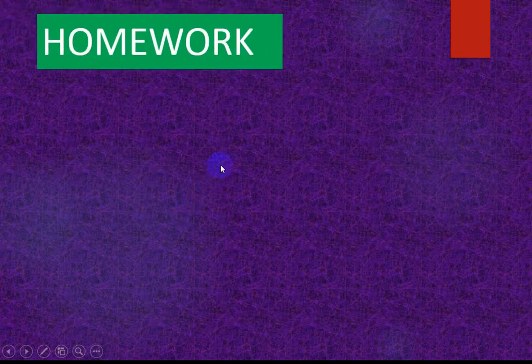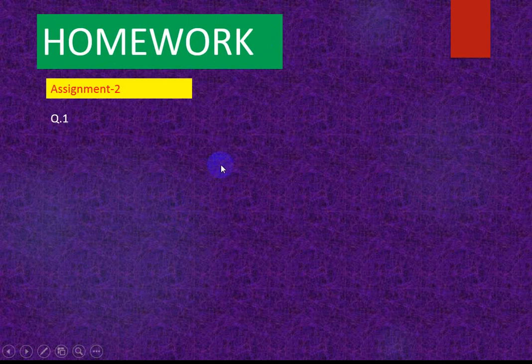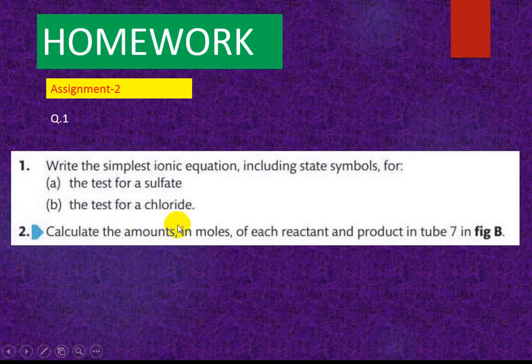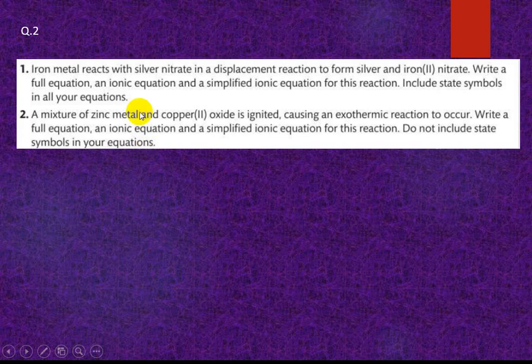Okay, class is going to finish. Homework: write the simplified ionic equation including state symbols, this one and this one also given.